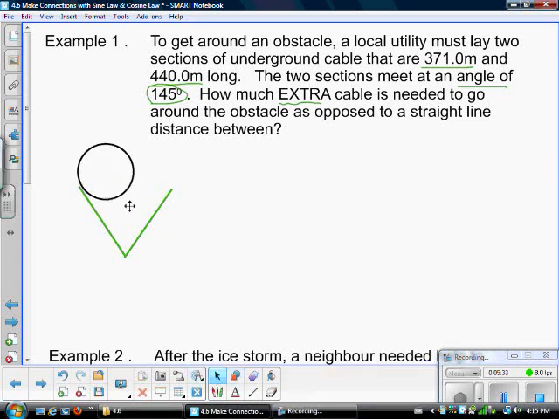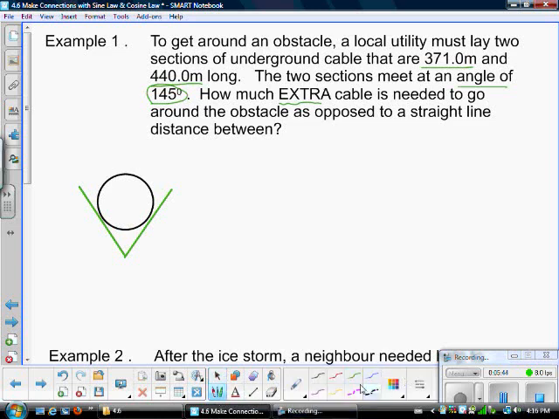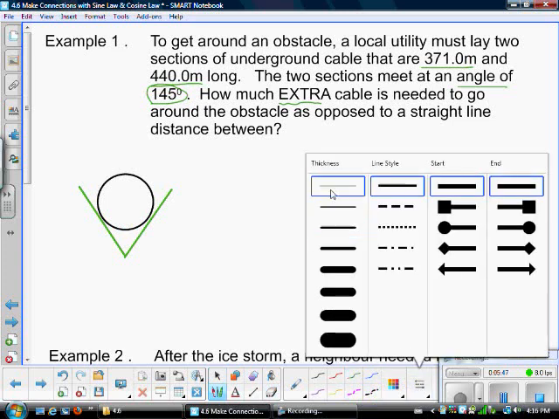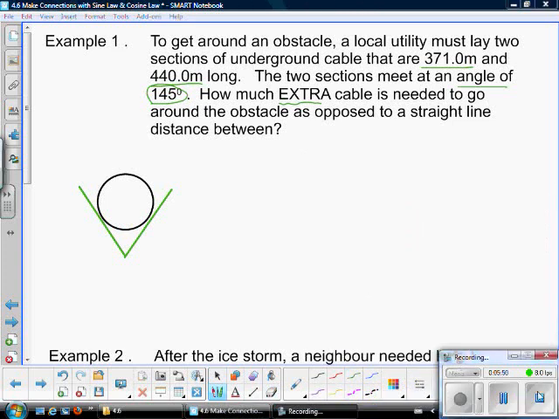Okay, so here's my obstacle. My obstacle is a circle, and I'm going around it. So finishing up what I have here, I'm going to have my measurements, and as I said, the one was 371. The other one was 440. And we're told this angle is 145.